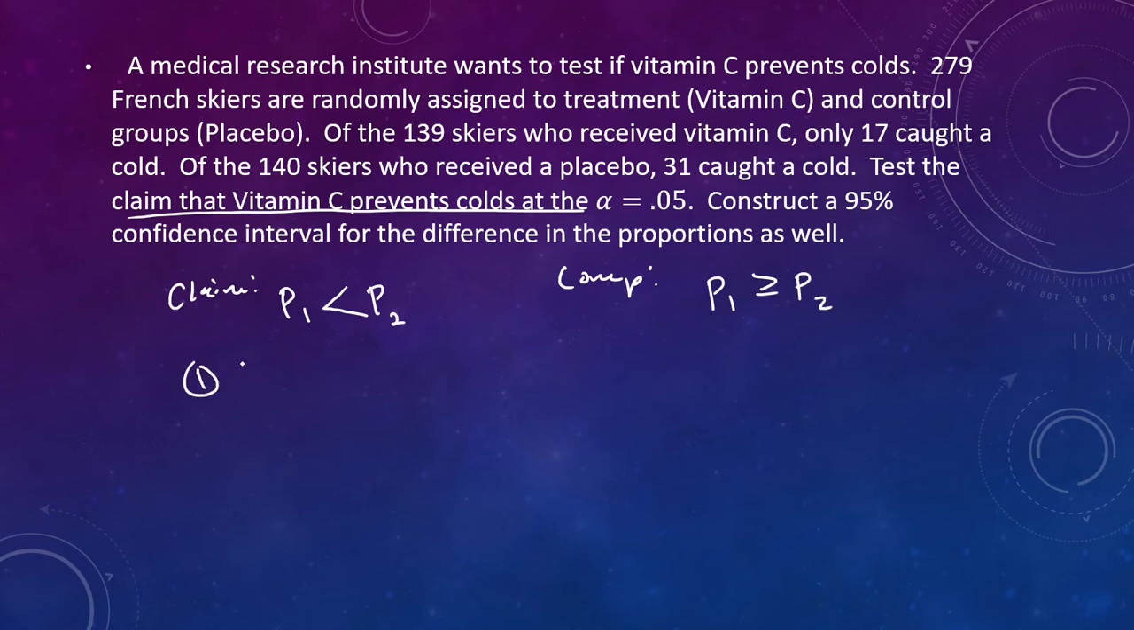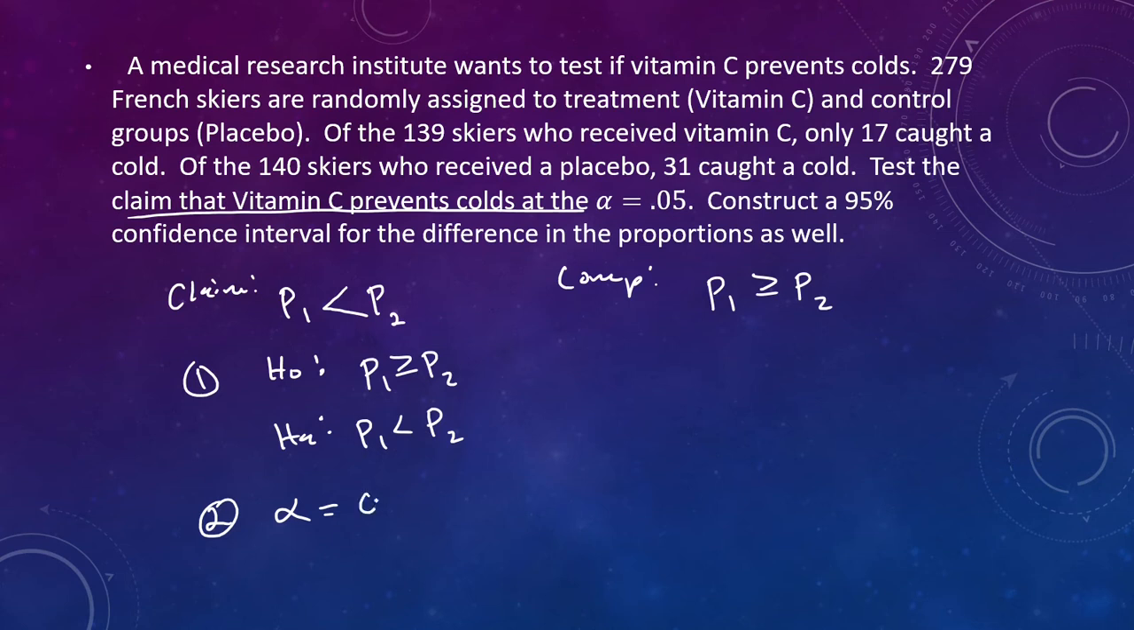And now we can do step 1, the null hypothesis, which is always the one with the equal sign. P1 is greater than or equal to P2. And the alternative hypothesis is P1 is less than P2. Step 2, our favorite step. Alpha is equal to 0.05, and that's given here in the problem.